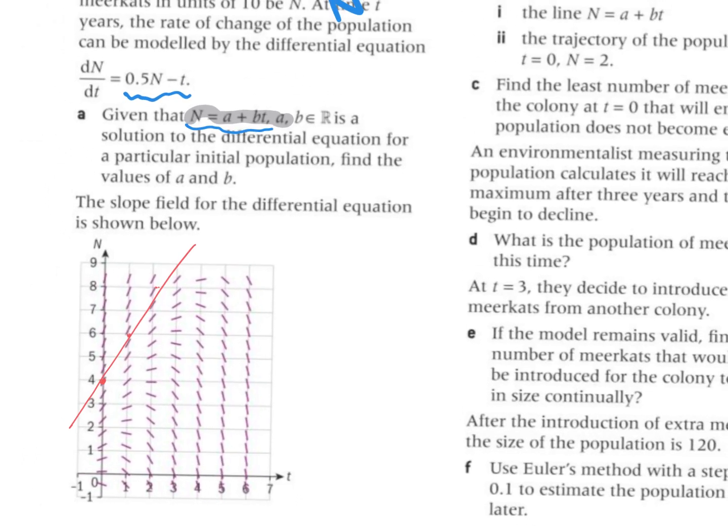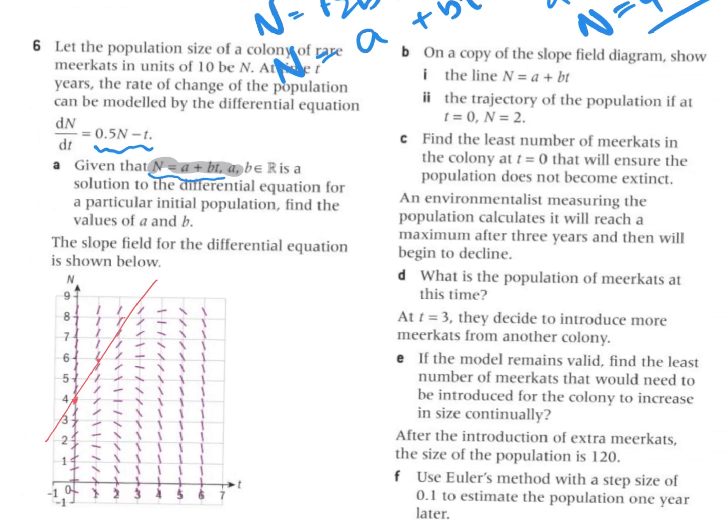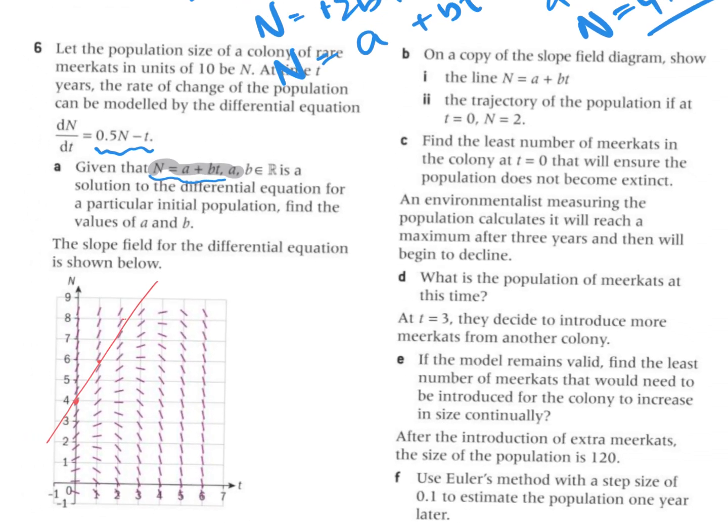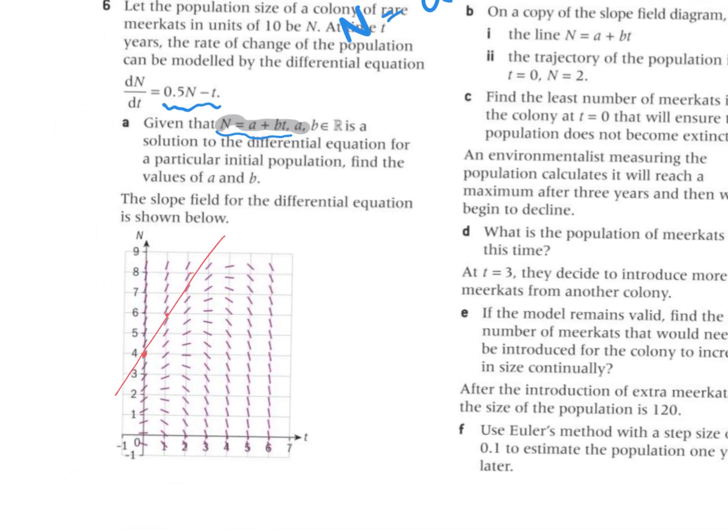It then wants me to find the trajectory if t is 0 and n is 2. So my trajectory then, I am here. That means I'm going to follow the path. It has to be a 0 here somewhere. And then it's going to probably go down something like this. And so these meerkats on the green curve are going to be extinct at this point here.